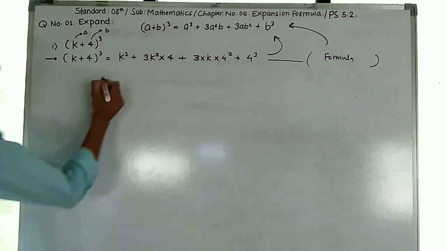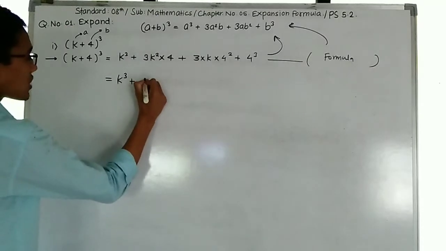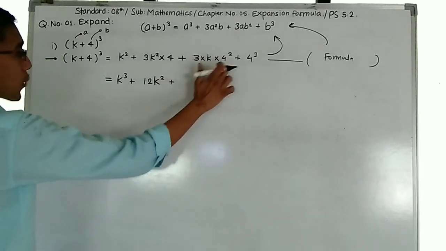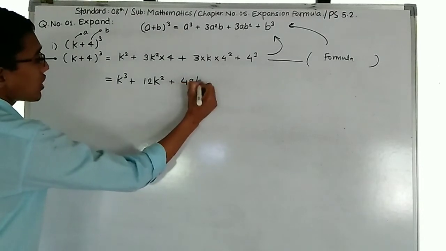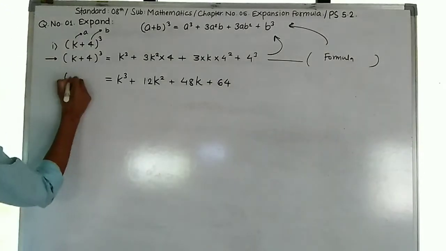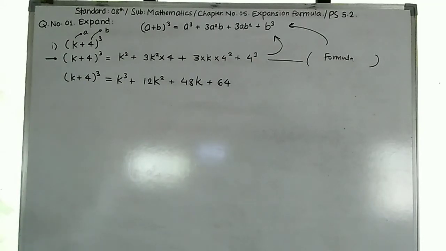So we will simplify it. So k cube plus 3 into 4 is nothing but 12, so 12k square plus 3 into 4 square, 4 square is 16 and 16 3s are 48. So 48k plus 4 cube is nothing but 64. So we get the answer k plus 4 raised to 3 equal to k cube plus 12k square plus 48k plus 64. Okay, this is the required expansion of k plus 4 raised to 3. Okay, let us see another question.